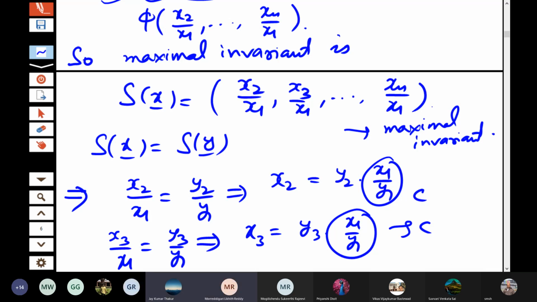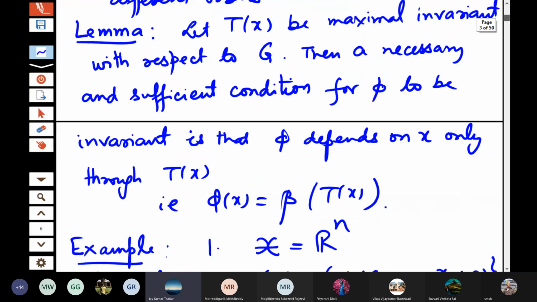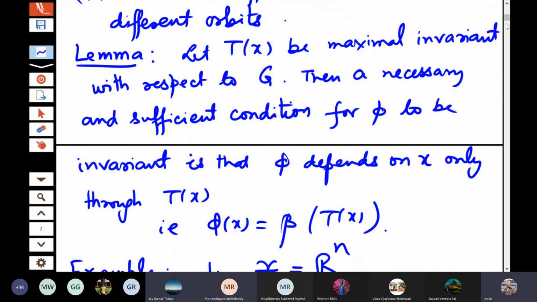Sir, once can you go to the necessary and sufficient condition, 3 slides back? This one? Yes. T is maximal invariant with respect to G. Then a necessary and sufficient condition for phi to be invariant is that phi depends on X only through, sorry, this maximal invariant. Phi depends on X only through Tx. So that is the thing.